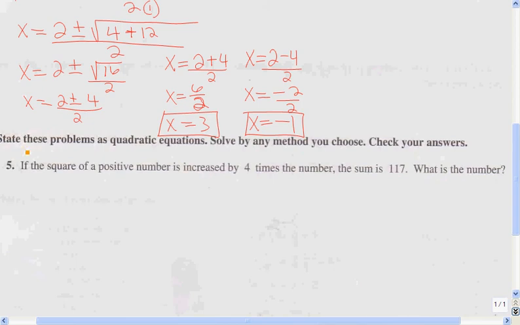Now, here in this problem, they let us use any method we choose. So we could use any method, which is kind of good, I guess. We don't have to use a quadratic formula with these problems.